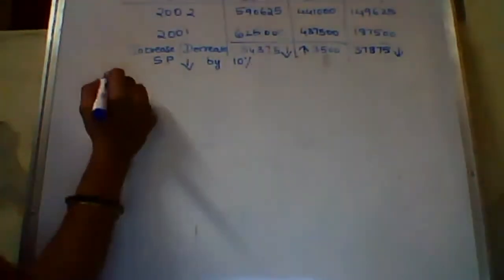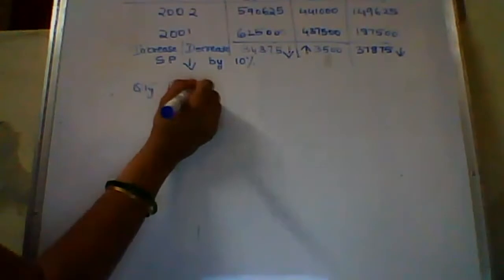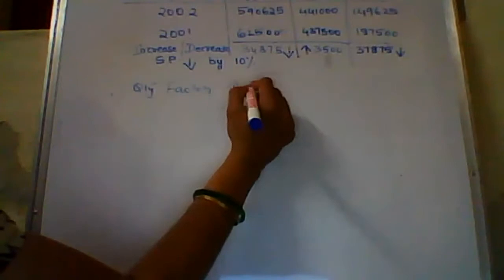Now what we understood is that there is a quantity factor change. The quantity factor change is an increase of 5%. So what are we going to do? We will apply this quantity change on the cost of goods sold. How much is the cost of goods sold?